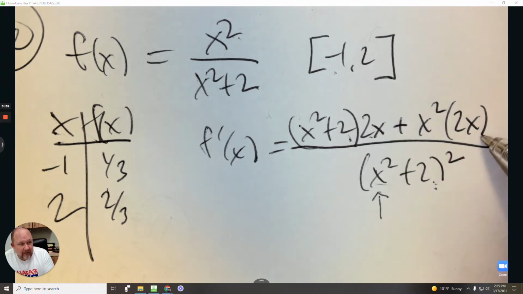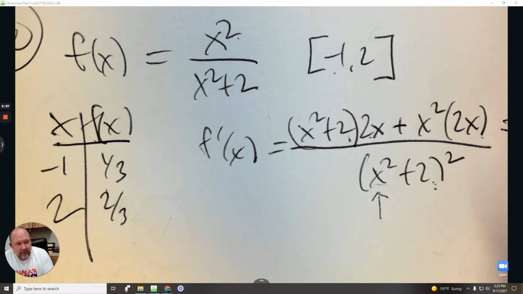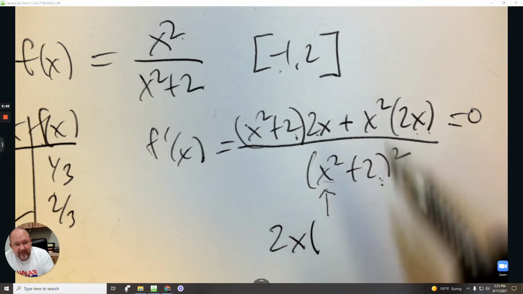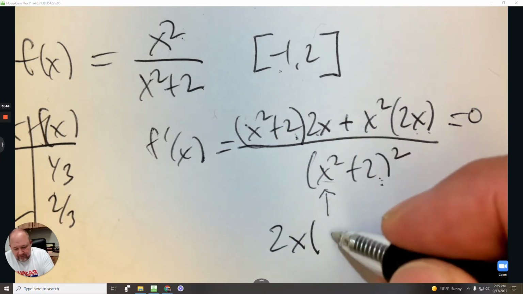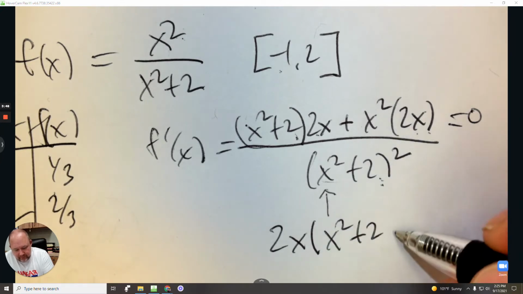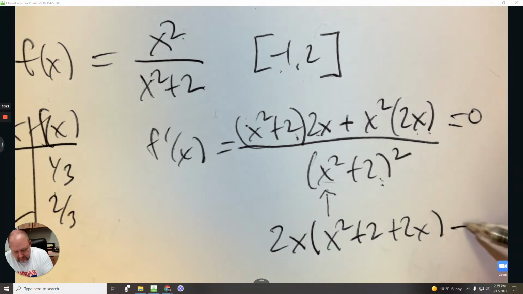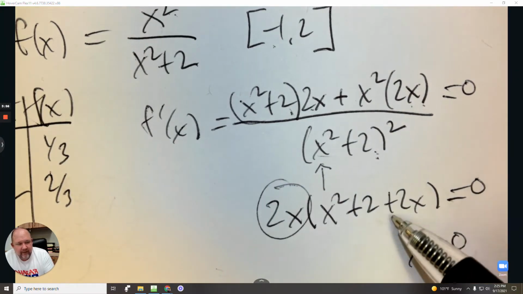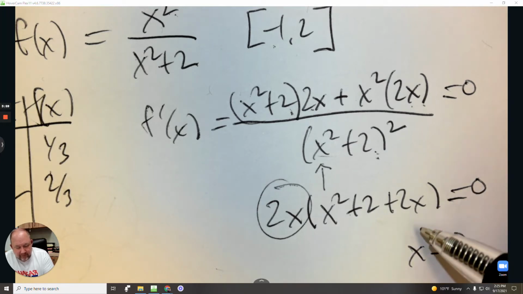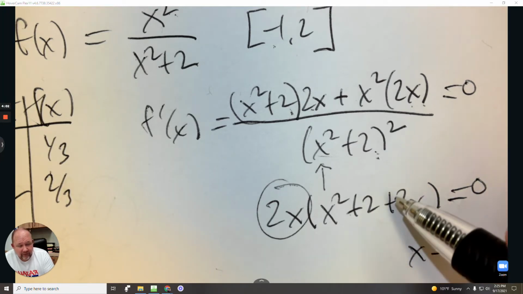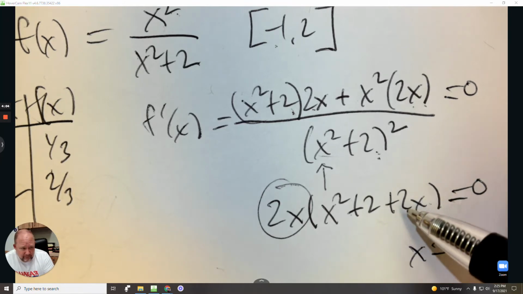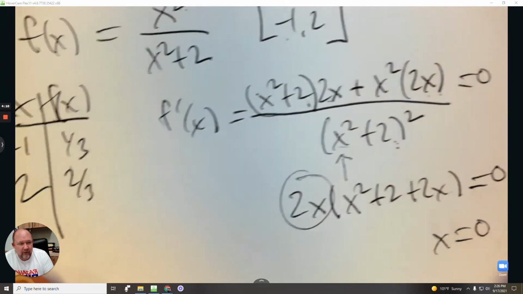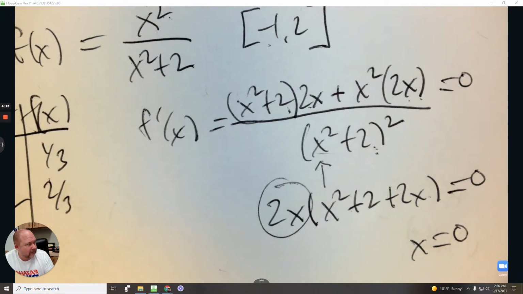So I'm going to make it equal to 0, just the numerator. I'm going to factor out a 2x, and I'm going to be left with x squared plus 2 plus 2x. So this gives me the answer 0. This doesn't have an answer, ultimately. It's imaginary. So x squared plus 2x plus 2 is not factorable, and if we try to solve it, you'd see that there are imaginary answers to it. So the only critical number is 0.